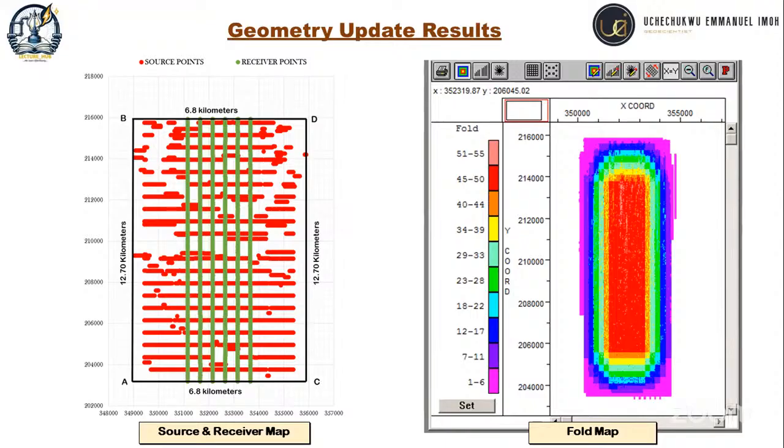You can see the receiver line on green, and the source line on red. You also get your fold map, elevation maps, and all the rest. So I just show these two. These are some of the information that will come up after you do your geometry update.